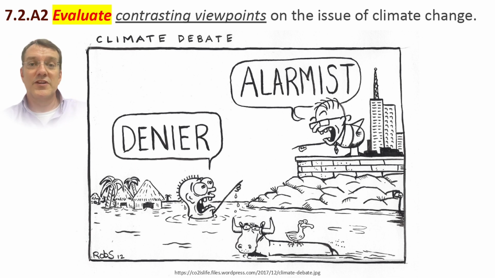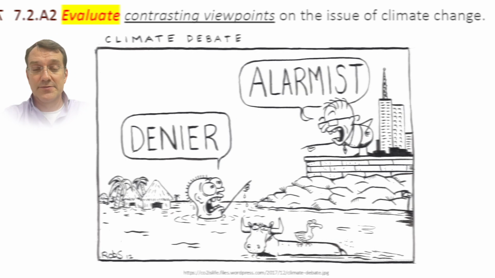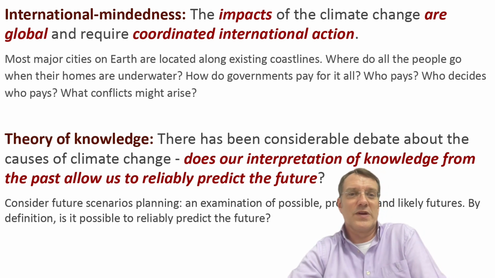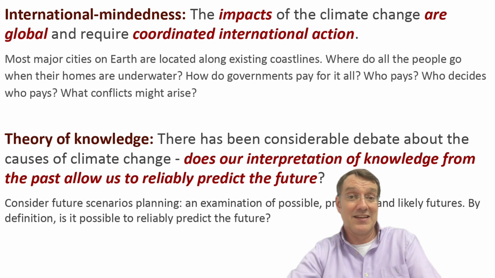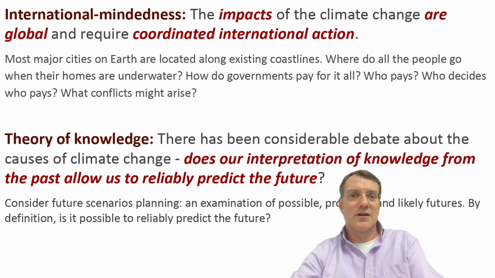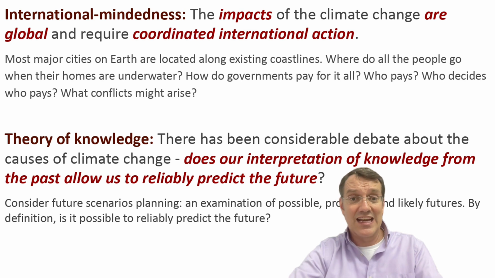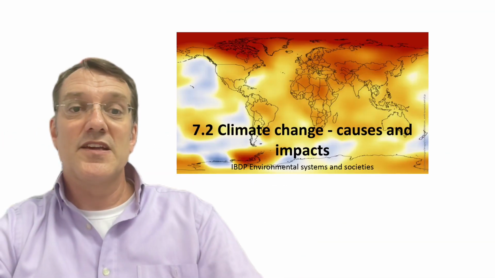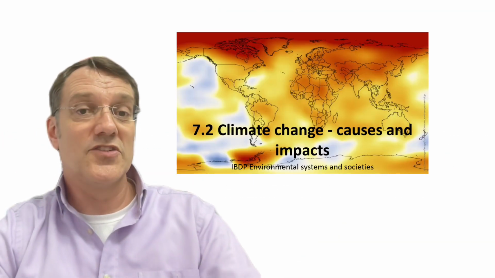This slide raises two fundamental questions about climate change for TOK and international mindedness. First, as an international issue, how do we coordinate action across borders when impacts and responsibilities aren't evenly distributed? Second, from a TOK perspective, how reliable are our predictions about future climate impacts when they're based on past data? These questions should challenge you to think not just about the science, but about equity, responsibility, and the nature of knowledge itself. That's it for IB ESS Topic 7.2 Climate Change Causes and Impacts.